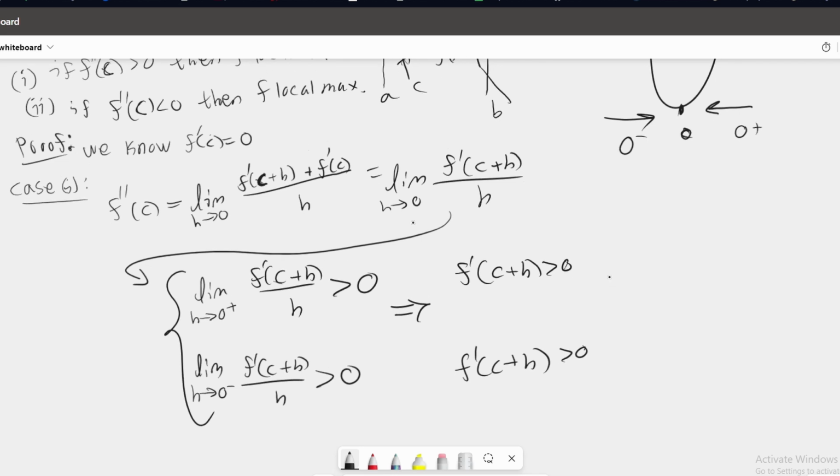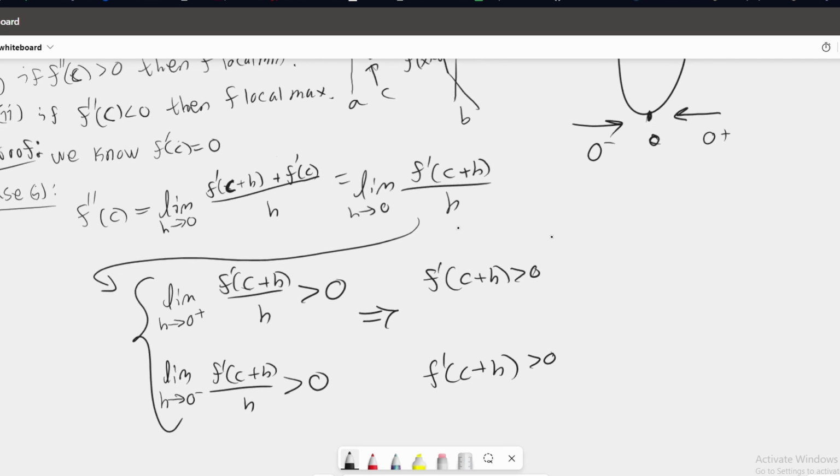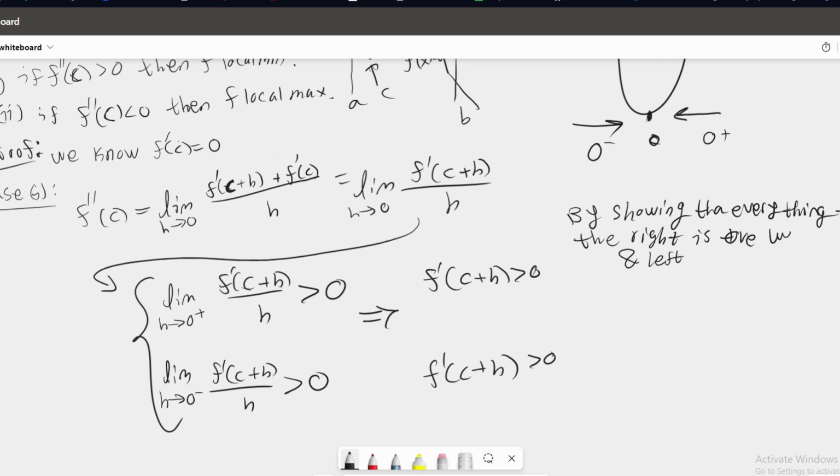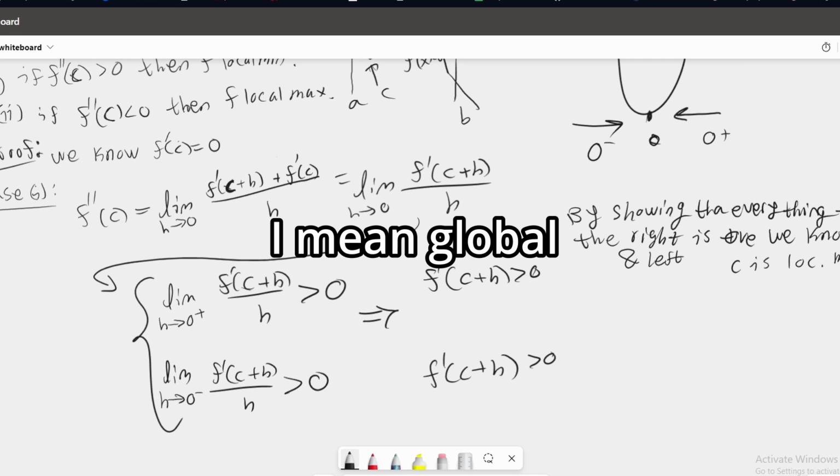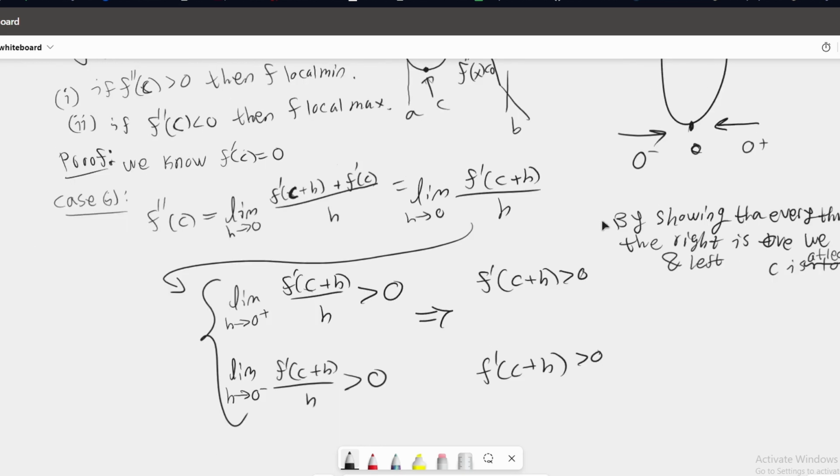Right, so we can write this down to be more concrete. By showing that everything to the right is positive and left is positive, we know C is a local min, at least. It could be a maximum, so that's kind of a big find. And this is exactly what we have here. I mean, this is true.